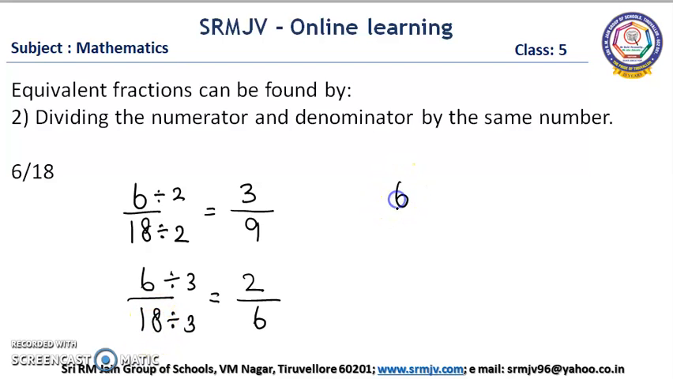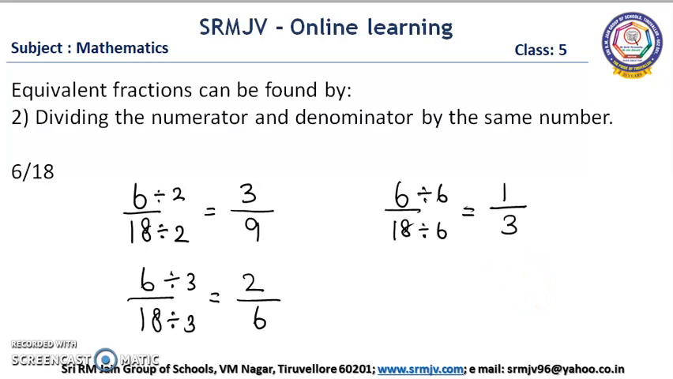Here, 6 by 18 is divisible by 6 also. So, I am going to divide the numerator and denominator by 6. 6 divided by 6 is 1, 18 divided by 6 is 3. 1 by 3 is equivalent to 6 by 18. So, 6 by 18, 3 by 9, 2 by 6, 1 by 3 are equivalent fractions. By dividing the numerator and denominator by the same number, we can find the equivalent fractions.